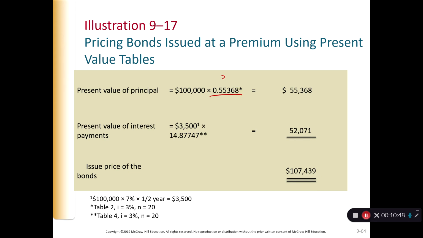And similarly, using Excel, or using the table, you can find the present value of 100,000 at an interest rate of 3% and 20 periods. And then also the present value of annuity table at 3% and 20 periods is 14.8877. You multiply each period payment by this number, and you get $52,071. Hence, you find out you are issued at a premium of $107,439.